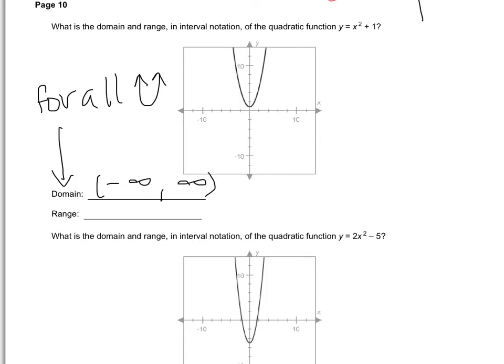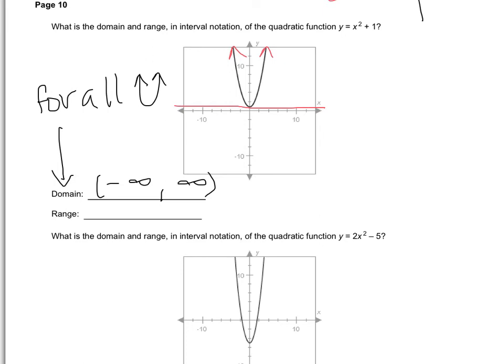Our range, however, is going to be different. We said earlier that we read our range from the bottom to top. So we've got to find the bottom of the graph. Well, if you look at this graph, the bottom of it is right here. The top of it doesn't actually exist because it goes on forever.